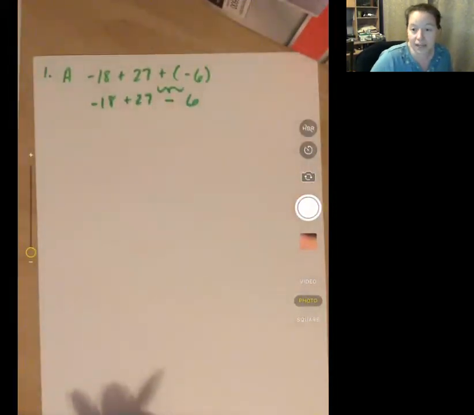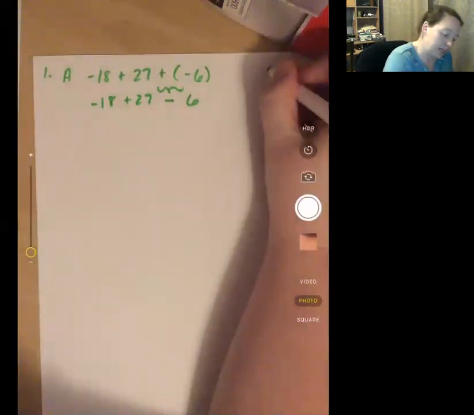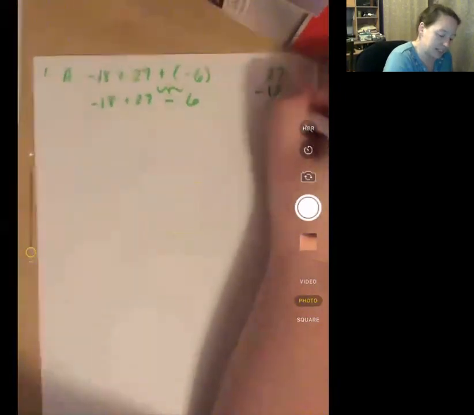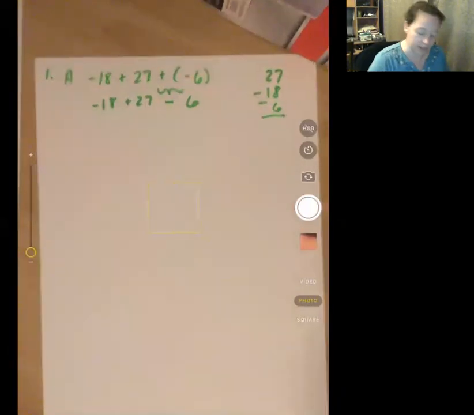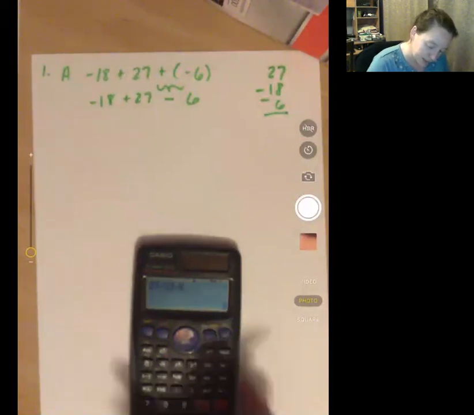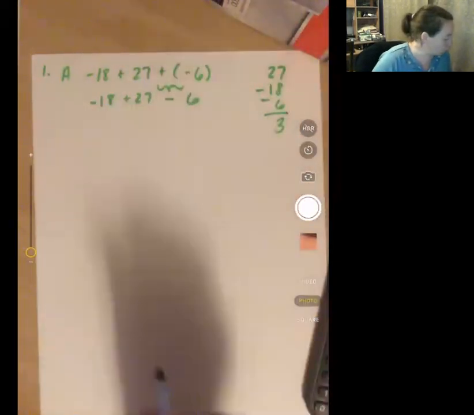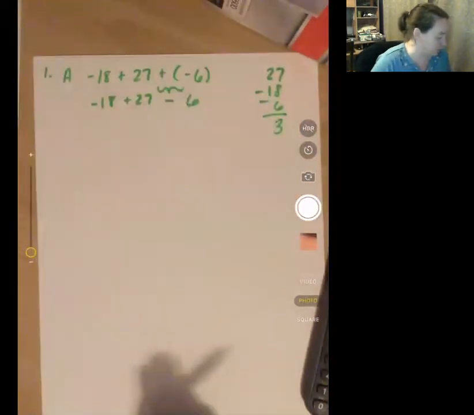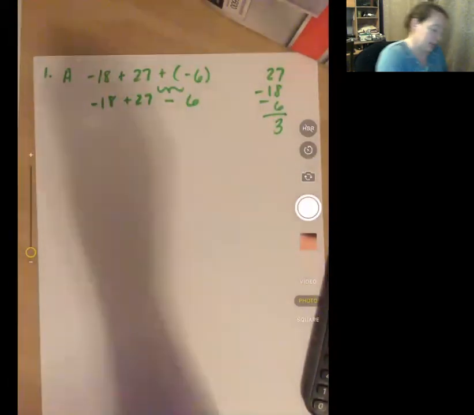We can go ahead and move things around because of the commutative property of addition. So I can go 27 minus 18 minus 6. I'm going to plug that into my calculator. 27 minus 18 minus 6 gives me a positive 3. So is it going to be positive? Yes, it will be, for that one anyway. Letter B.